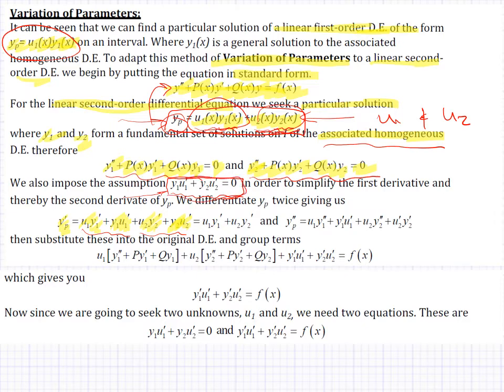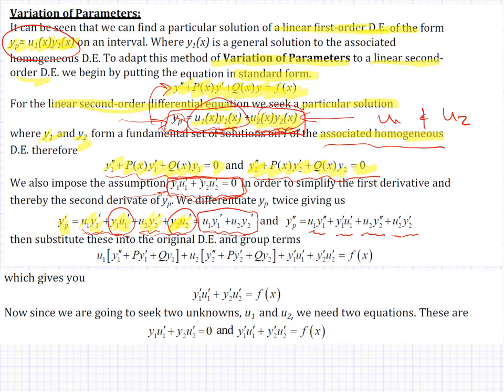However, if we impose this restriction right here, that y1 u1 prime, which is this one, plus y2 u2 prime, which is this one, equals 0, then we could say y sub p prime is just those two pieces, so it's just this. Okay, so then we're going to do the second derivative. And since we only have to take the second derivative of this piece, it's again 2 more product rules. So we get u1 y1 double prime, y1 prime u1 prime, u2 y2 double prime, u2 prime y2 prime. And it's a lot, but really just product rule over and over again.